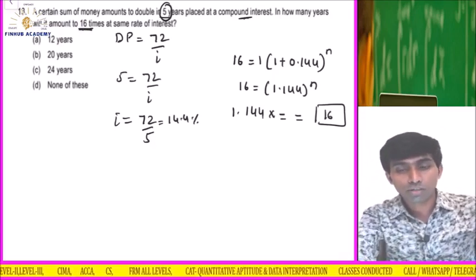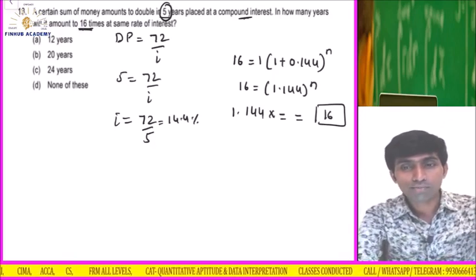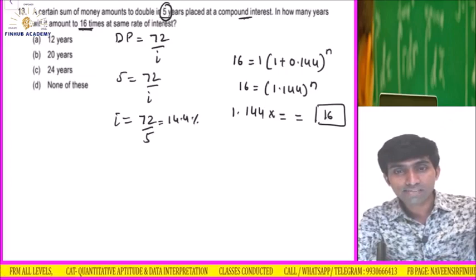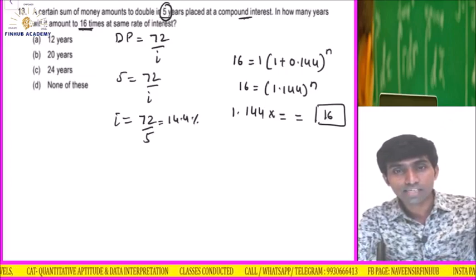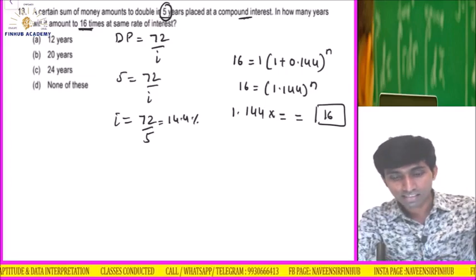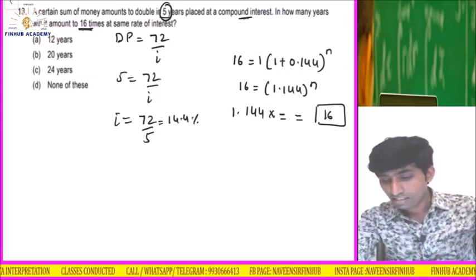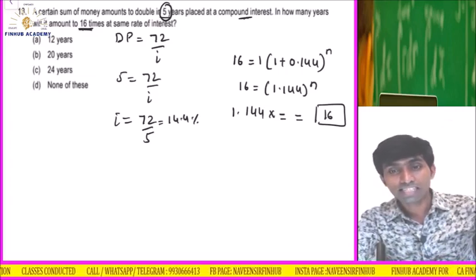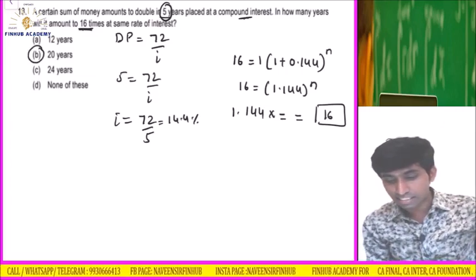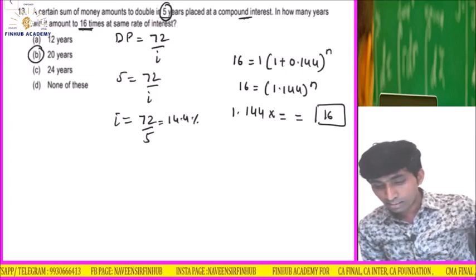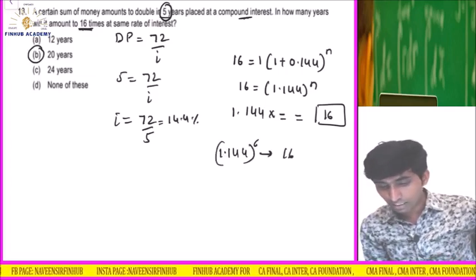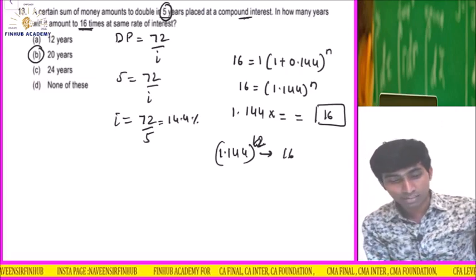This was one of the ways. One more way I will share: 1.144 into 2, 3, 4, and so on up to 19. At 19 I am getting 12 point something, but I want 16. 20, 21, at 21 I am getting 16. 21 presses means 20 years is the answer. If you want, you can check whether 1.144 raised to 6 gives 16, or raised to 12. We know how to do that.